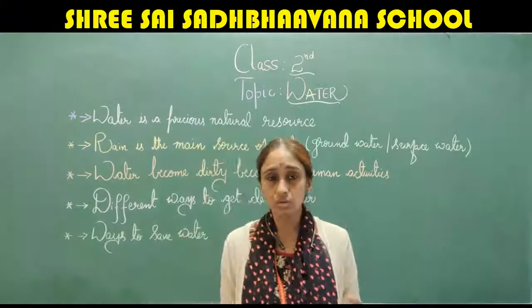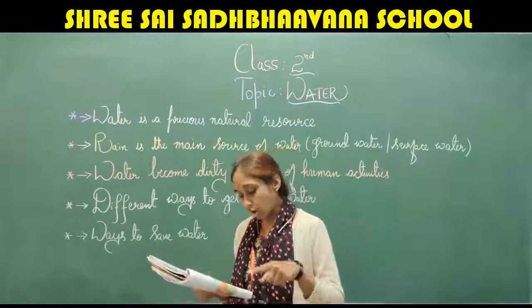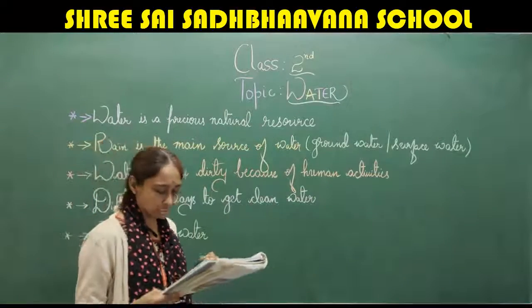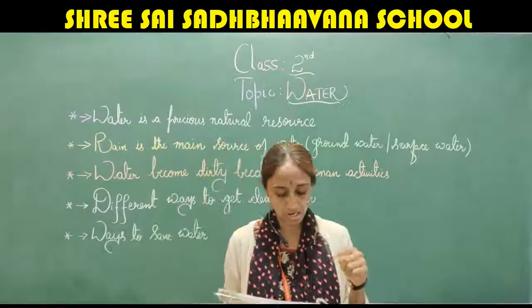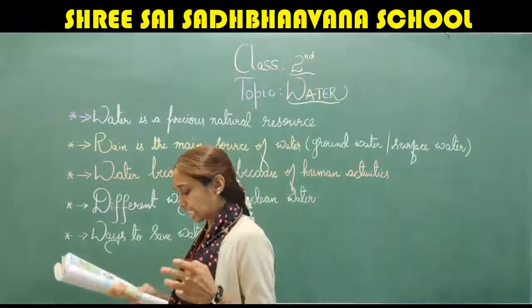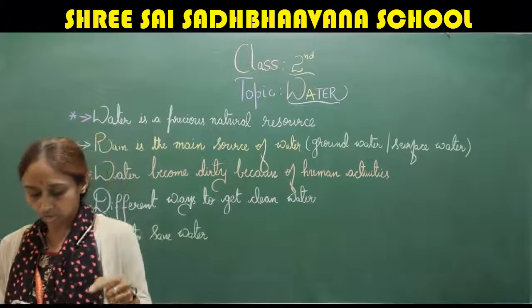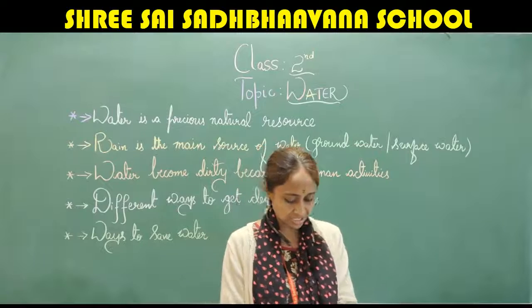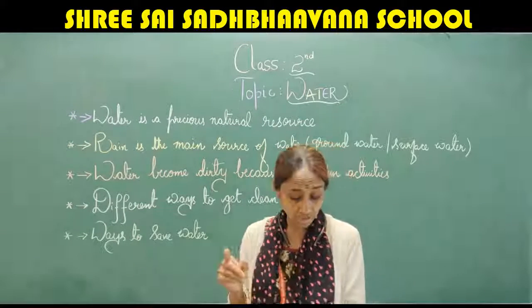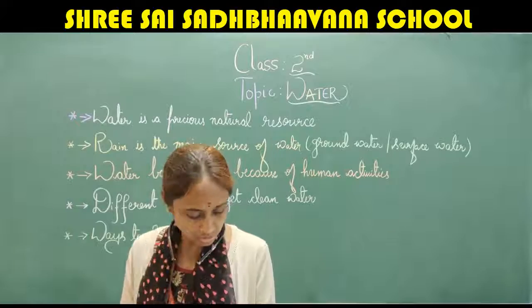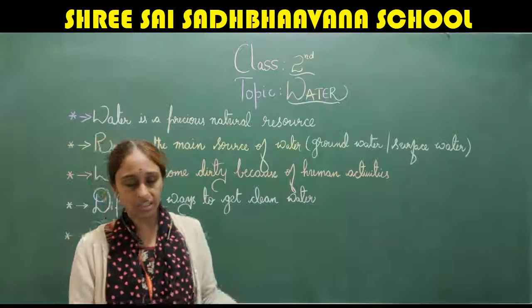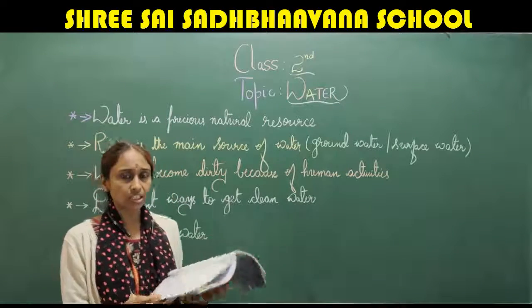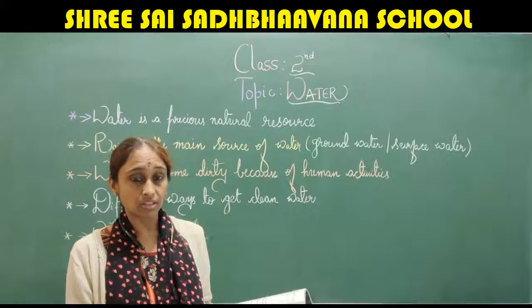So these are the points on how to save water. Turn off the tap after using it. Use minimum water when you take a bath. Collect rainwater in containers for future use. Store water in clean containers. You underline the word containers, C-O-N-T-A-I-N-E-R-S, containers.